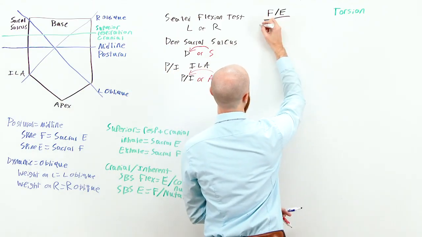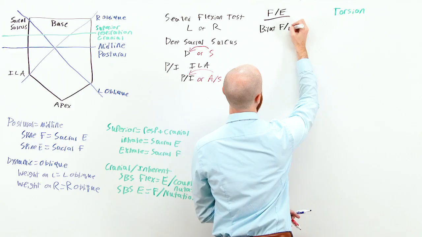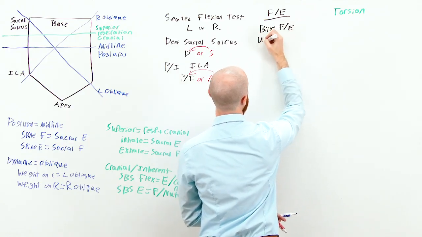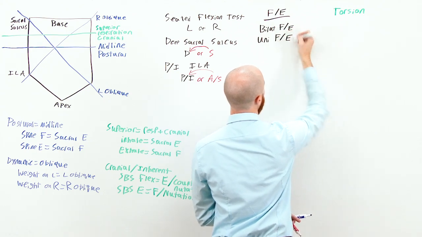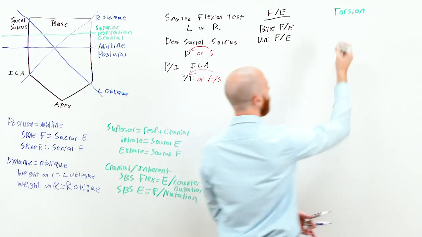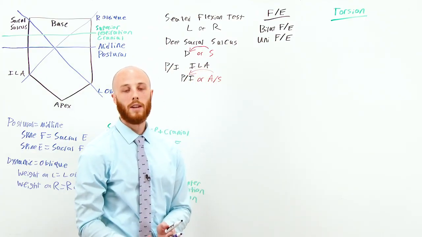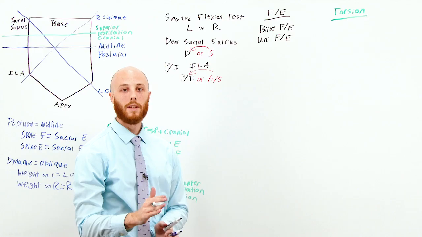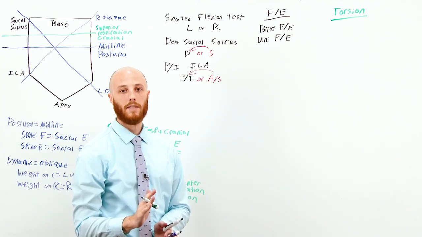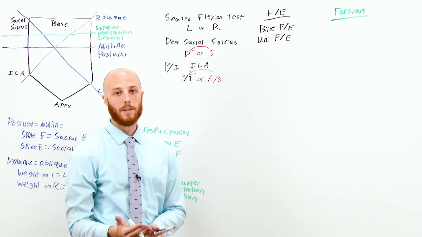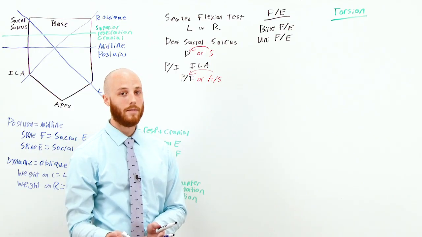So you can have a bilateral flexion or extension, or you can have a unilateral flexion or extension. Torsions are a little bit different. Torsions can flex around a certain axis, or they can extend around a certain axis. The way that we say this to one another is by saying right on right, or left on left, or right on left, or left on right.